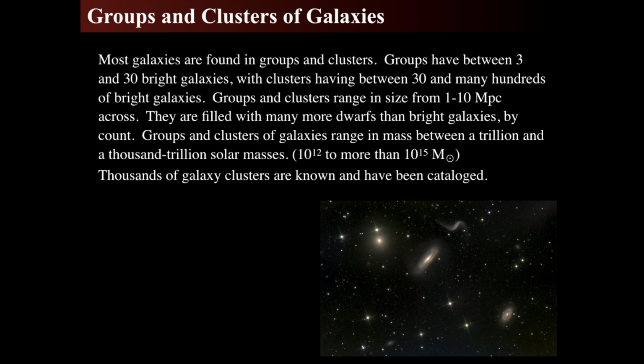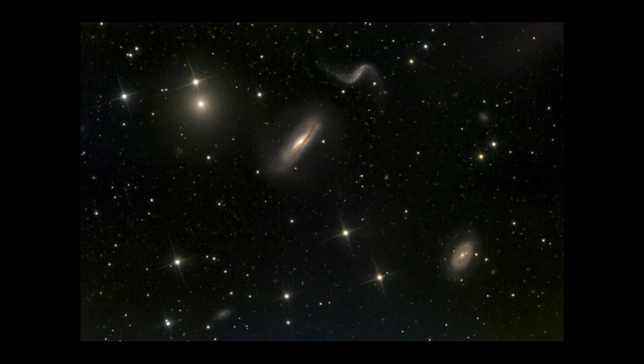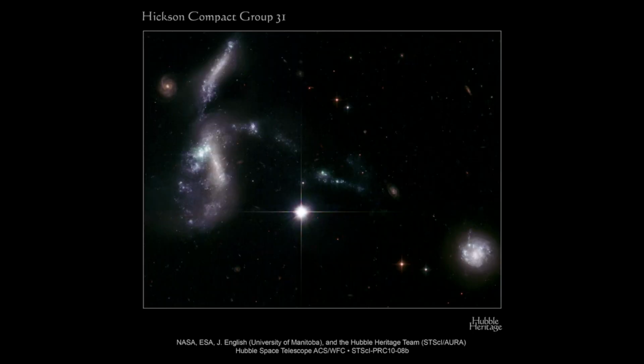Now there are groups and clusters of galaxies. They range in mass between 1 trillion and 1,000 trillion solar masses. So there's a lot of mass that tends to be in groups, and thousands upon thousands of galaxy clusters have been known and cataloged. Here are some dwarf galaxies in the Perseus cluster. Here's one called a Hickson compact group. You see 3 spirals, 2 interacting, and one elliptical, and possibly a very, very distant spiral in the lower left. Here's Hickson Compact Group 31, another group of galaxies.